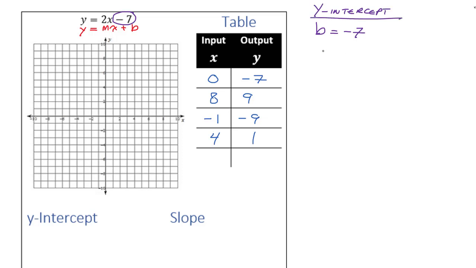Now, where is that on the graph? Well, it's always the coordinate (0, b). So in this case, it's going to be (0, -7). So 0 over, 7 down. Now that was already in our table, if you notice. That's when we subbed in 0.